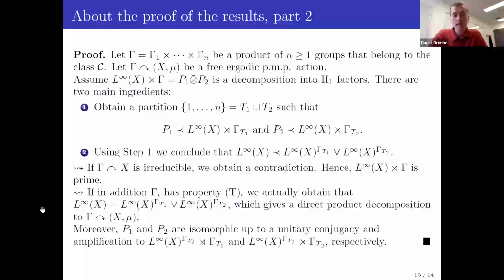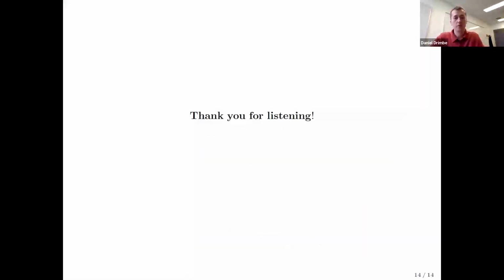And moreover, we can also relate P1 and P2 with these new, smaller algebras. So we can say that P1 is isomorphic with L infinity of X to the power gamma T2, crossed with gamma T1. And this last result will be important for the unique prime factorization result. Okay, I think I'm exactly at time, so I will stop here. Thank you for listening.